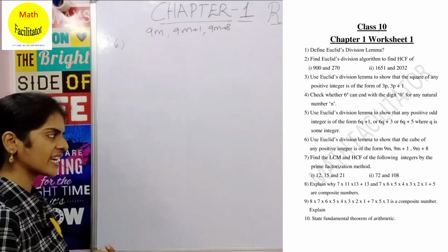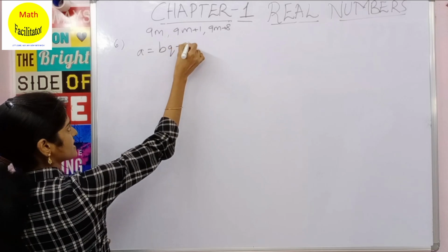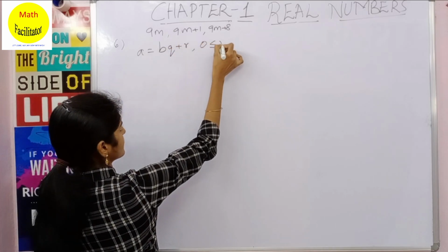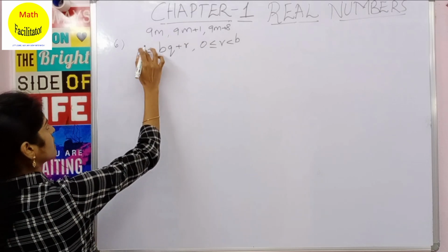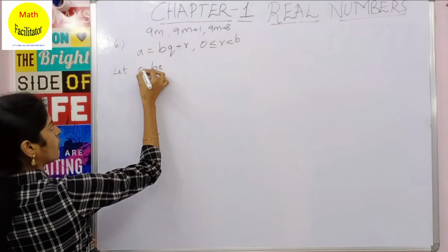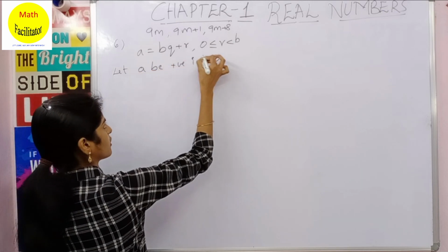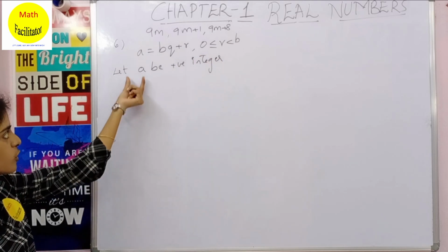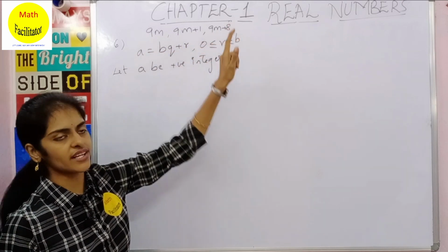Okay, so now again you take Euclid's division lemma, it is a is equal to bq plus r, where r is greater than or equal to 0 and less than b. Okay, so now let a be the positive integer and you have to prove that cube of this positive integer is of the form 9m, 9m plus 1, 9m plus 8.